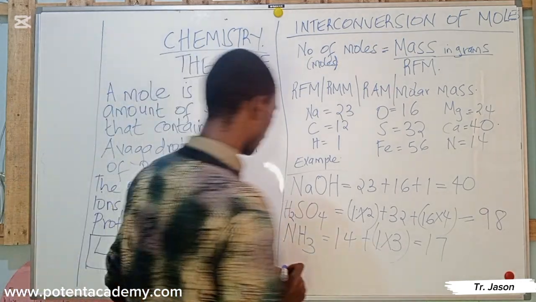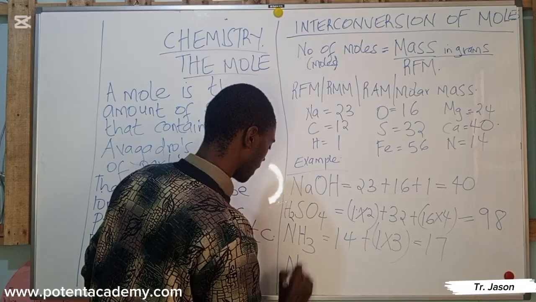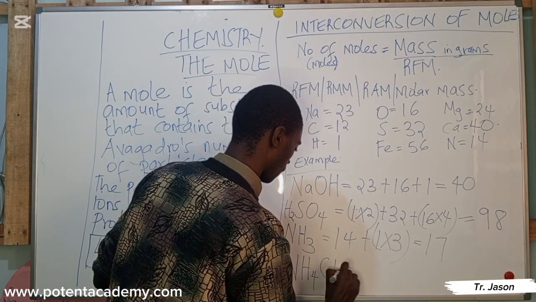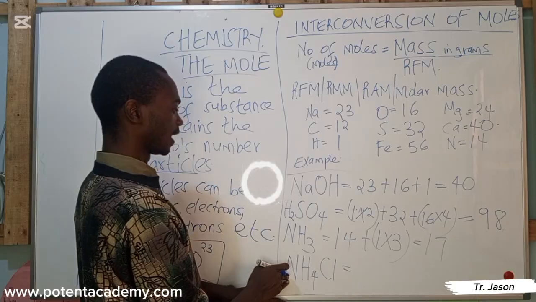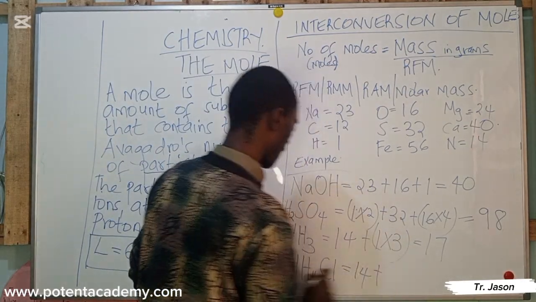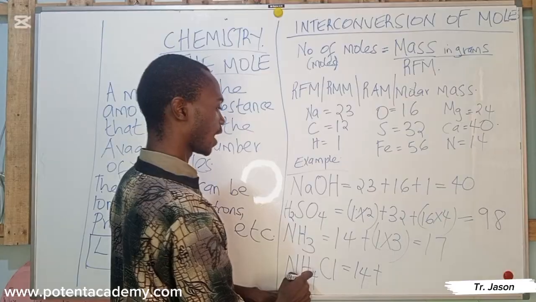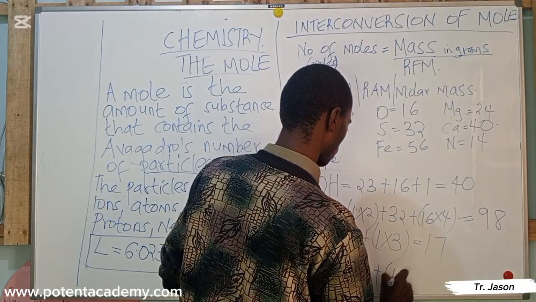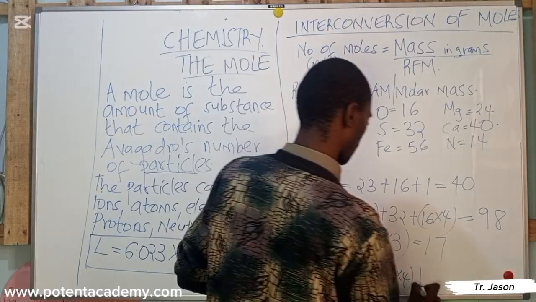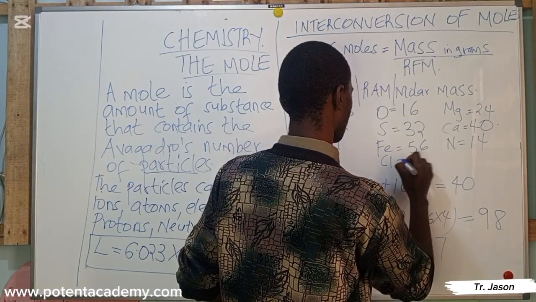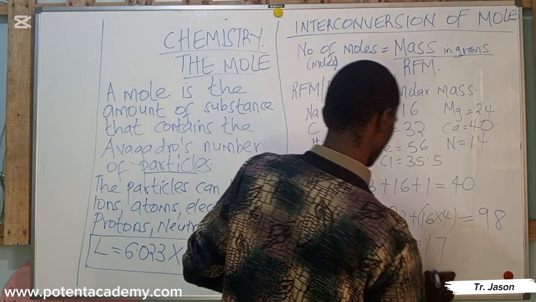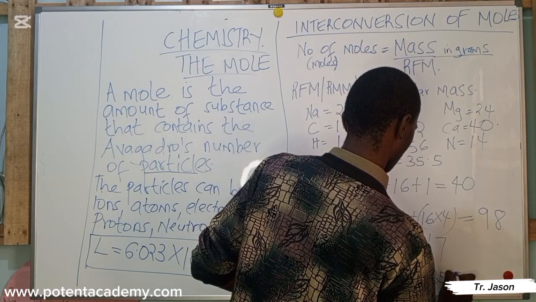What about ammonium chloride? This is how we write ammonium chloride. The RFM of nitrogen is 14. The RFM of hydrogen is 1. How many atoms of hydrogen do we have? We have 4 of them. What about the RFM of chlorine? The RFM of chlorine is 35.5. So we add 35.5.